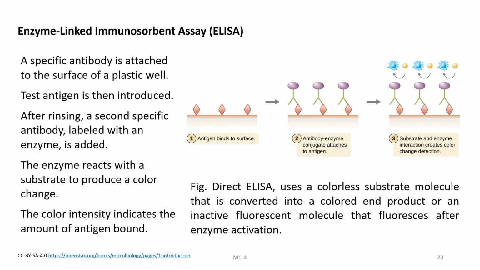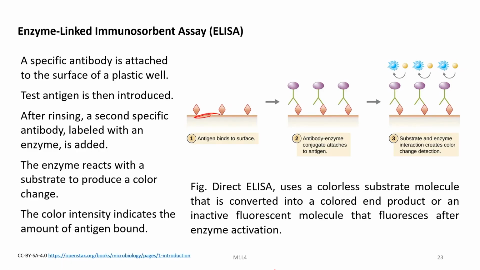Next is the enzyme linked immunosorbent assay. So, you can see here in the first step we bind the antigens to surface of polystyrene wells. So, a specific antibody is attached to the surface of the plastic well. That is also another mode. We can either bind the antigen or we can bind the antibody. If the antibody is bound first to the well, we will introduce a test antigen, and if we bind antigens to the well, we will introduce antibodies or the sera.